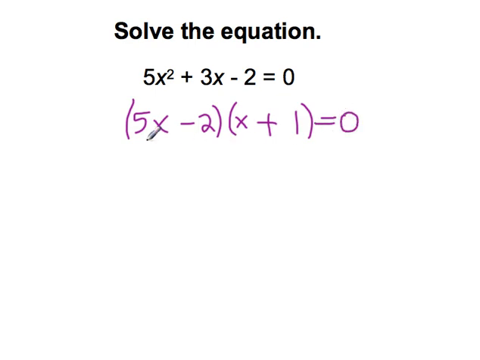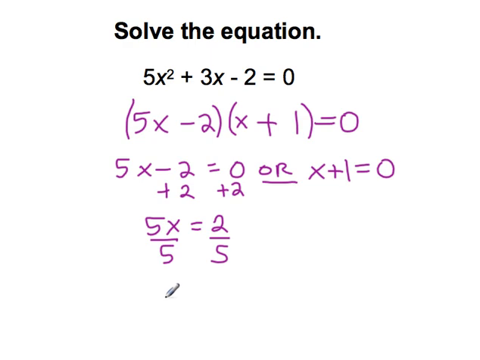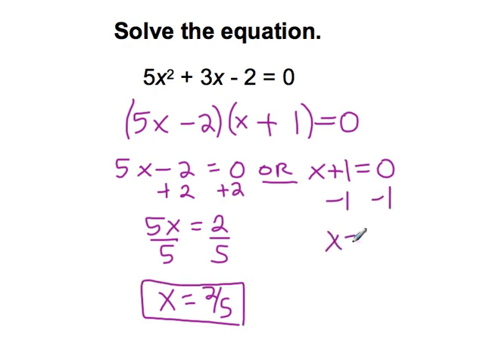So just like we did before, I would set both of these parentheses equal to 0. So I've got 5x minus 2 equals 0, or x plus 1 equals 0. Now we solve both of these. x is 2/5. Okay, there's one answer. Or x is negative 1. So I have two answers.